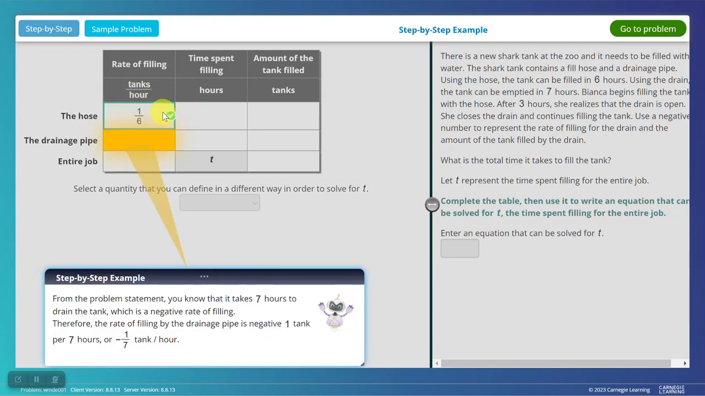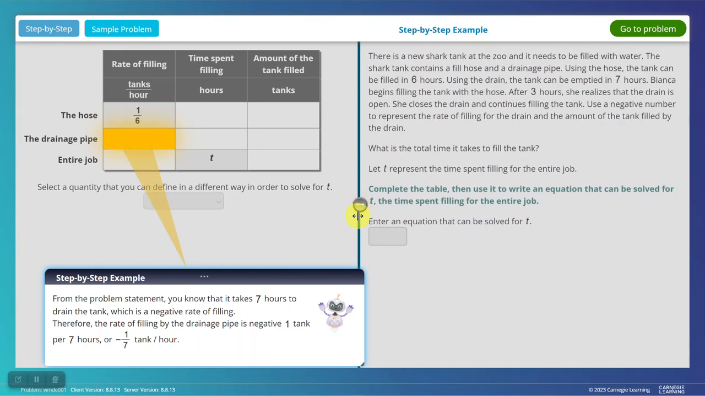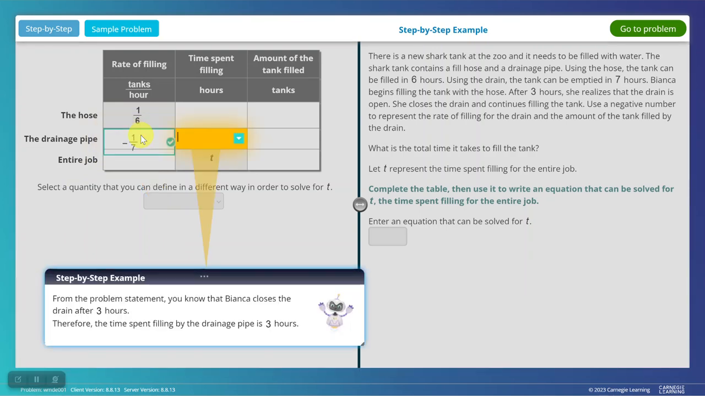The drainage pipe says that it can be emptied in 7 hours. And notice they want us to use a negative number to represent the rate of filling for the drain and the amount of the tank filled for the drain. Okay, so for the drain, we're using a negative. So it's going to take 7 hours to drain the tank, which is a negative rate of filling. So we're going to do -1 out of 7.